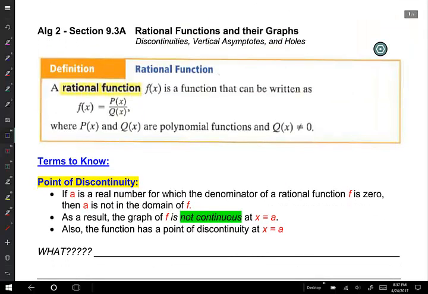As we begin section 9.3, we're talking about rational functions. We're going to focus on three major words today: discontinuities, vertical asymptotes, and holes. And as we start, we want to review the idea of what a rational function is. Very simply, as you remember, it's two functions where you have a numerator function and a denominator function, and they are both polynomials potentially, and the denominator can't be equal to 0.